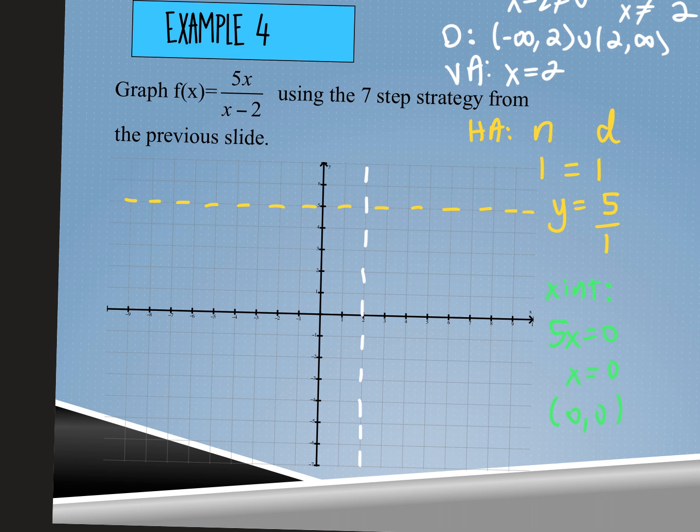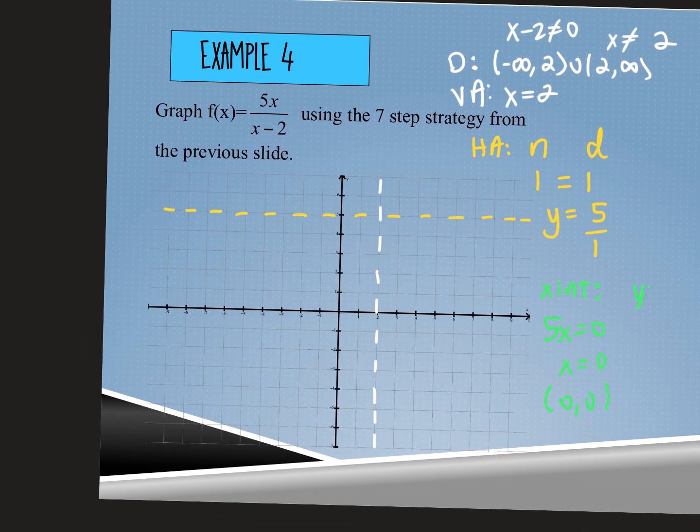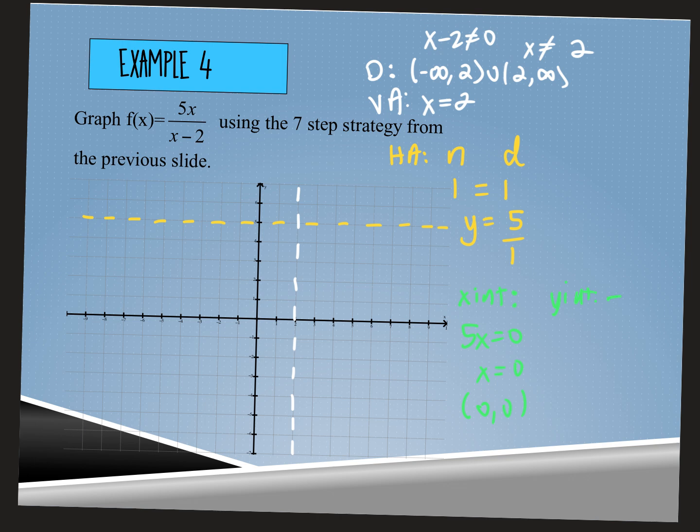How do I know it's 0, 0? Well, if you find the y-intercept, what do we do to find the y-intercept? You plug in 0 for what? X. So I have 5 times 0 over 0 minus 2. What's 5 times 0? 0. What's 0 minus 2? Negative 2. What's 0 over negative 2? 0. So where is this graph going to cross? Right here. Is there a slant asymptote?